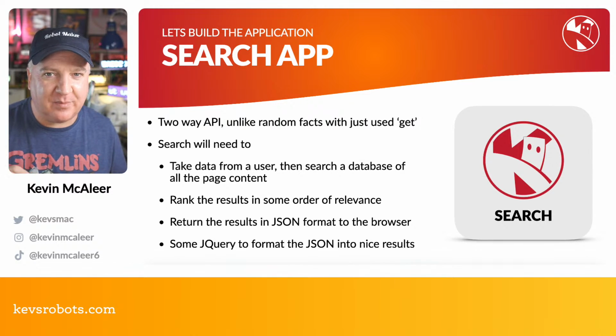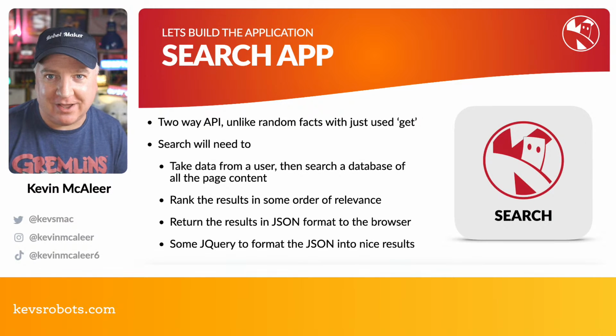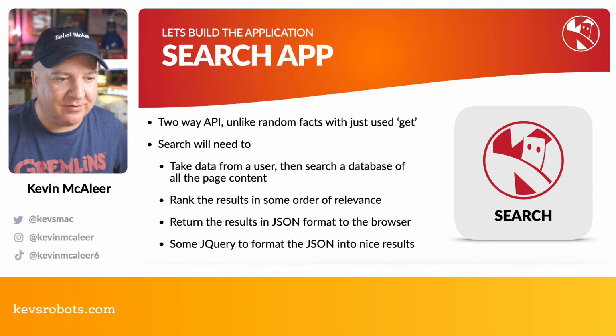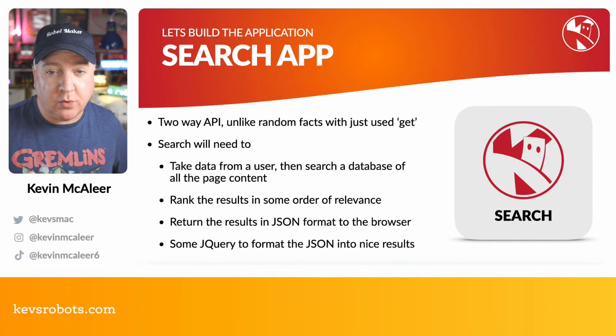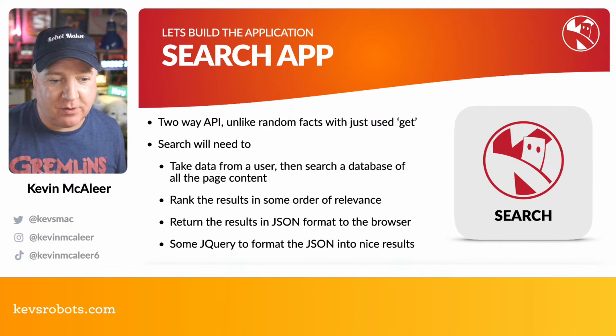I wanted something that was just very pure, and it's also a bit of an exercise in, could I build a search engine? How hard would that be? It's a lot simpler than I thought. So this is going to be a two-way API. Unlike the random facts, which just use get, this will also have the post. We can send the thing we want to search to our web server.